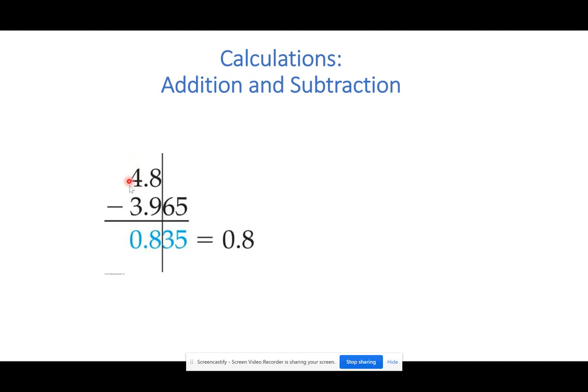So what we see is 4.8 minus 3.965. So again, we throw that into a calculator. Not so smart calculator spits out all of these digits. In addition and subtraction, we're limited by the number with the least decimal places. So here we see the 4.8 cuts off at the 10th place. So when I cut my answer off, I will cut it off also at the 10th place. So all I can report is 0.8.